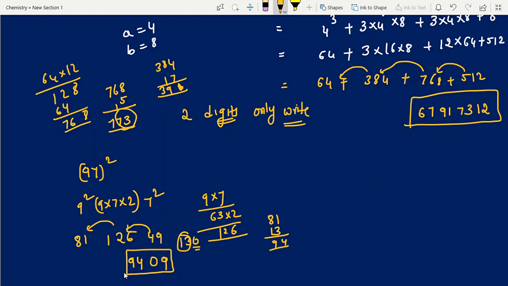So double digit also we can take it and triple digit also we can take it. 97 × 97, 9409. Clear? Understood this one? So everyone try this one.